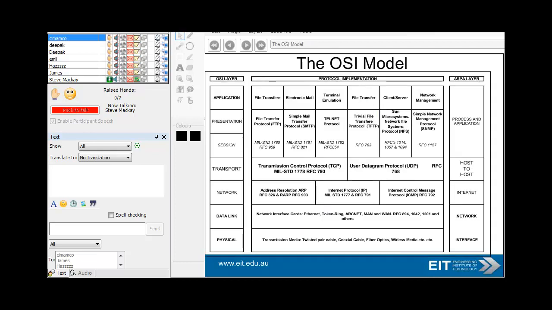Now, this diagram, the OSI model, is a little bit comprehensive for what we're trying to do. But if you look at this diagram, you'll see at the bottom the data link and physical layers, which is where we deal with Ethernet. The IP protocol deals with the network layer, as you can see over here.